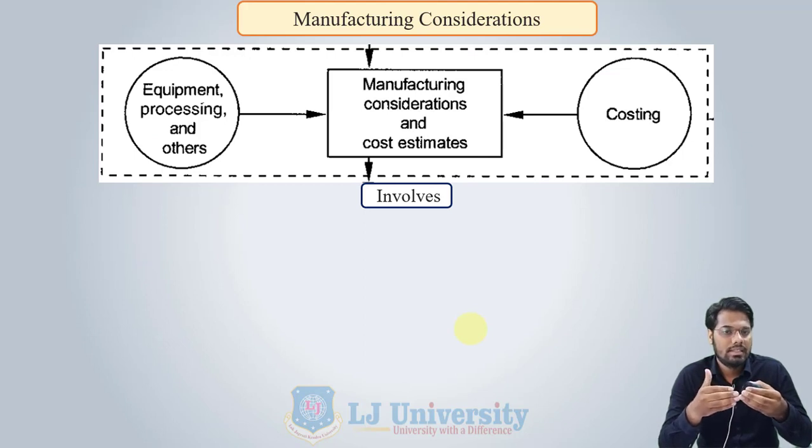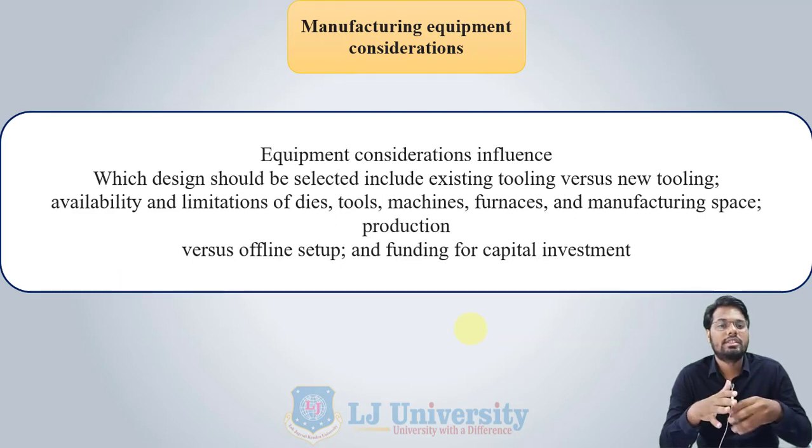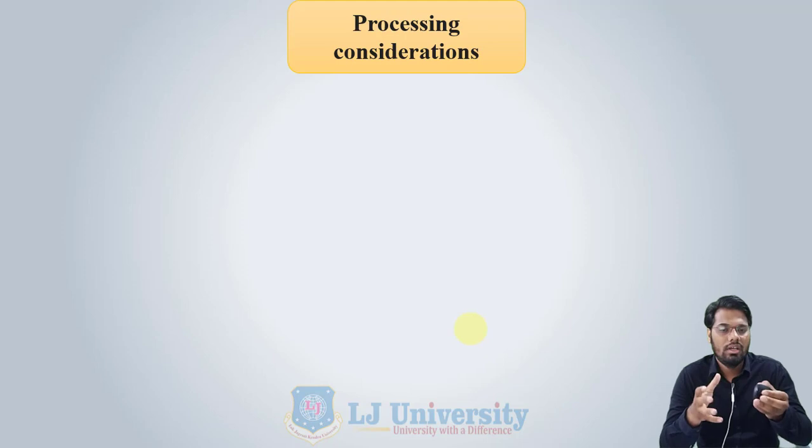After the mechanical design stage, there is manufacturing consideration. Manufacturing consideration involves manufacturing equipment consideration, and the second one is processing consideration. So what is manufacturing equipment consideration? Equipment consideration influences which design should be selected, and includes existing tooling versus new tooling, availability and limitation of dies, tools, machines, furnace and manufacturing spaces, production versus offline setup, and funding for the capital investment. These are the considerations for the manufacturing of the equipment.